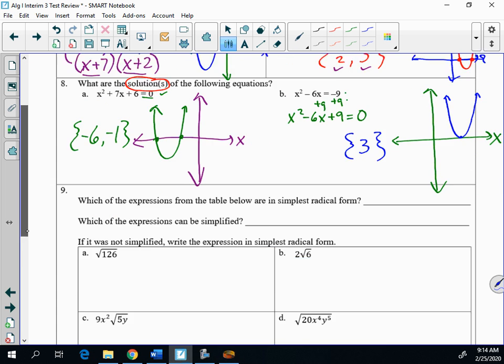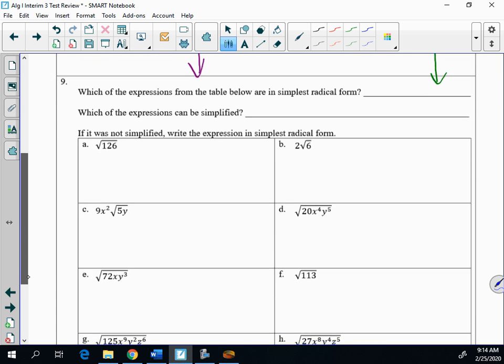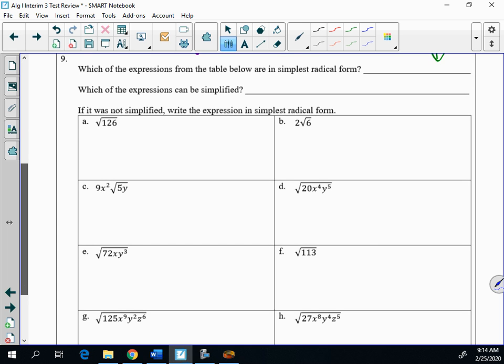Now, moving on to number 9, now we're getting into our radicals. So it is basically asking us to simplify all of these. Okay, we want to have the simplest radical form. And then we'll pick out which ones are already simplified and which ones are not, and then we'll take care of those.